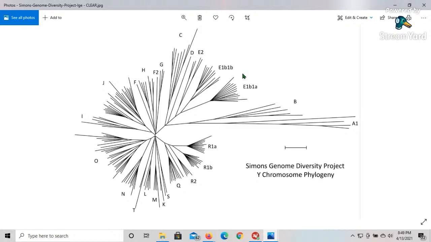The E1B1 is probably Canaan. Of course, there's two branches. One is probably European. This is E1B1A. E1B, I've got to find where this E1B1A is. It looks European, but I'm not sure. At any rate, Einstein was an E1B1.